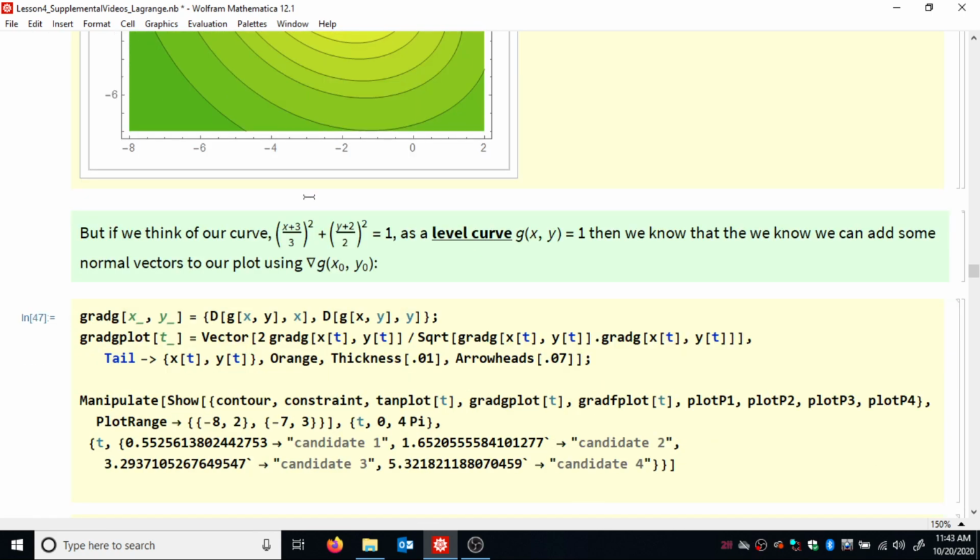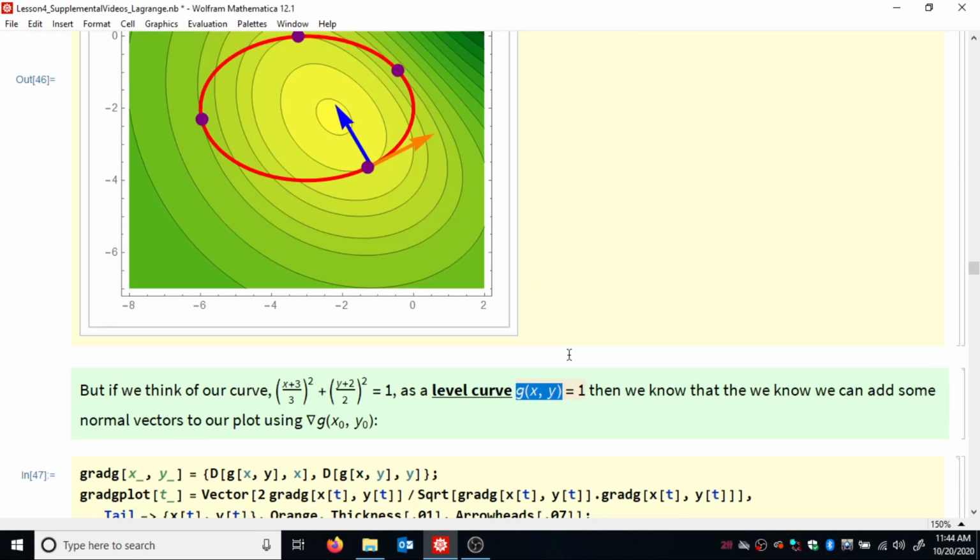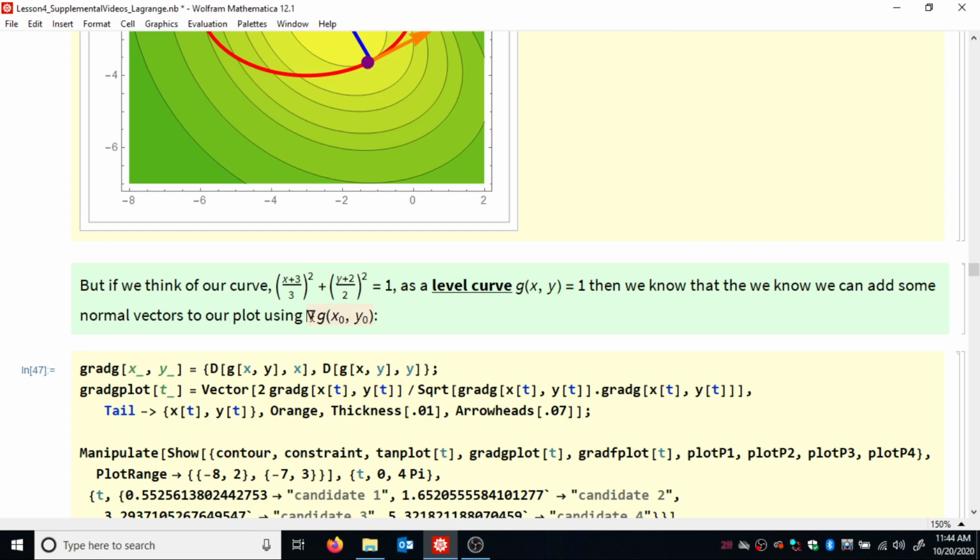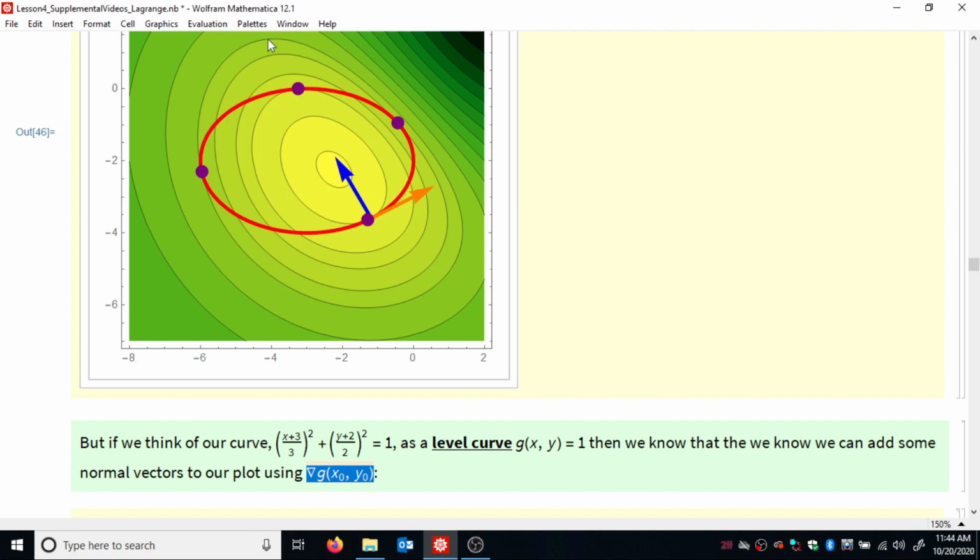Now, the next leap we have to make is, remember we had this curve (x+3)/3 squared plus (y+2)/2 squared equals 1. That was some g of x,y equal to 1. Well, we can think of that as a level curve of some function g of x,y. The reason we would want to do that is we know that gradient vectors are perpendicular to level curves. So this is a clever way for us to get some normal vectors to this ellipse. So the gradient of g is going to give us vectors that are perpendicular to this red ellipse.